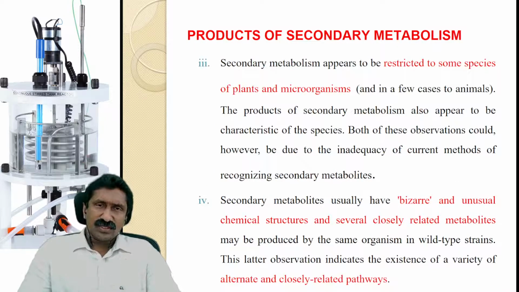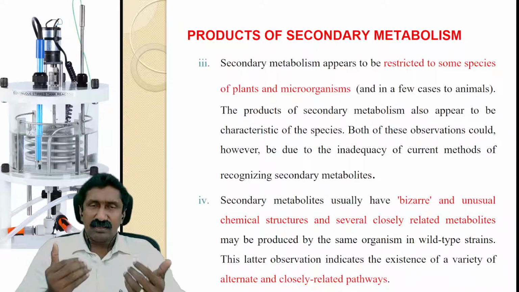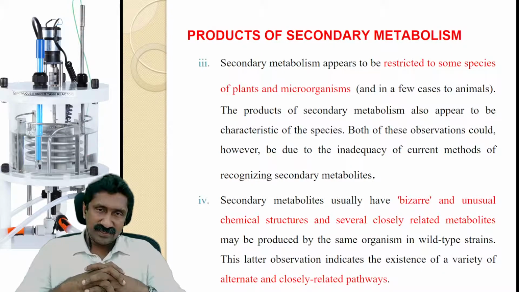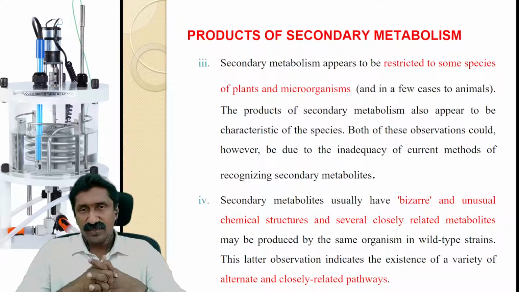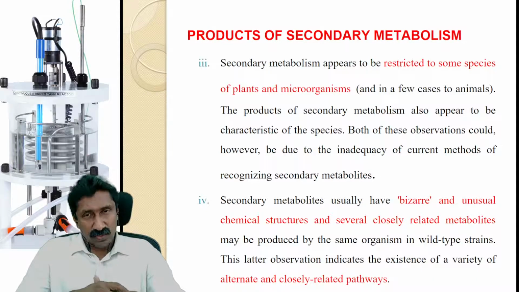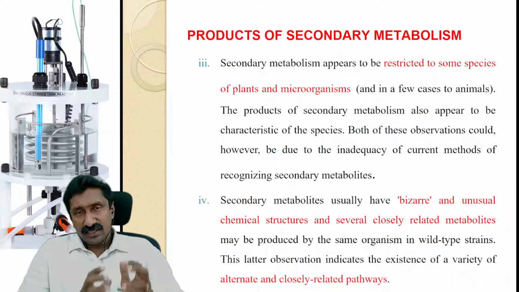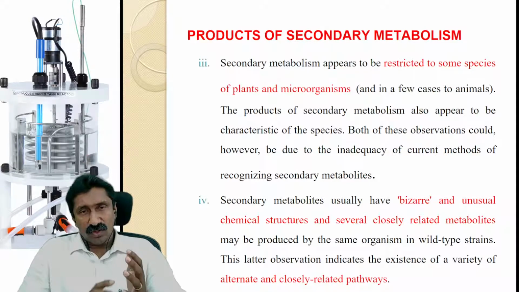So the next point is about secondary metabolism appears to be restricted to some species of plants and microbes, for example. Of course, there are some cases of some reports about the animals also, but basically the secondary metabolites were obtained from plants and microorganisms. The products of secondary metabolism also appear to be characteristic to a species.